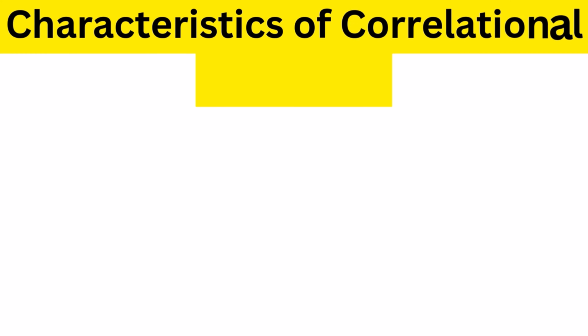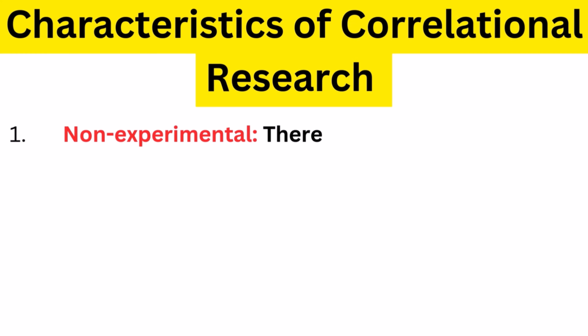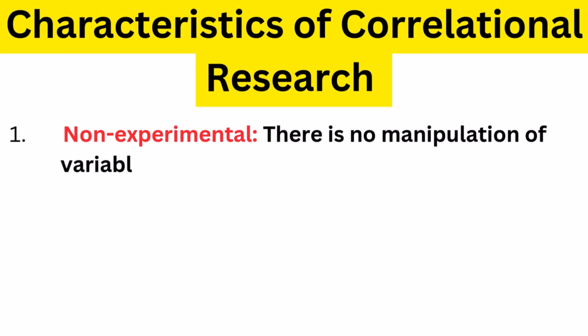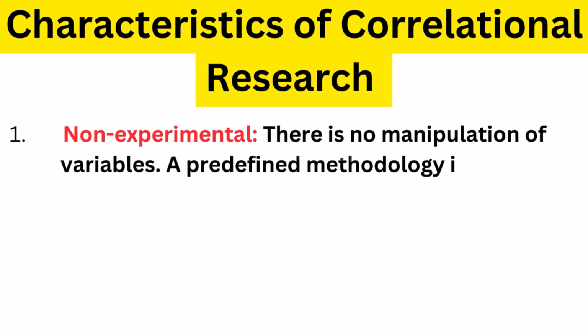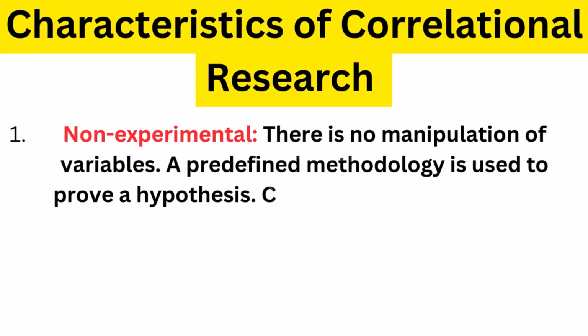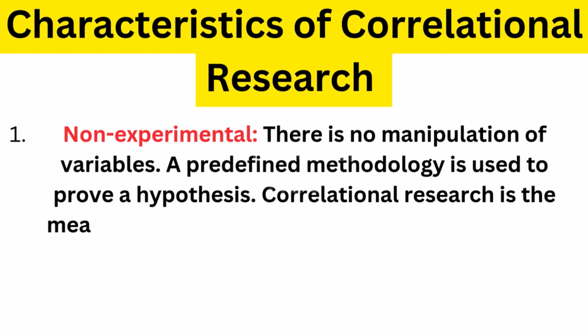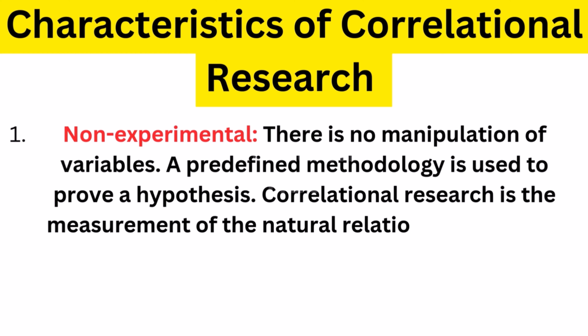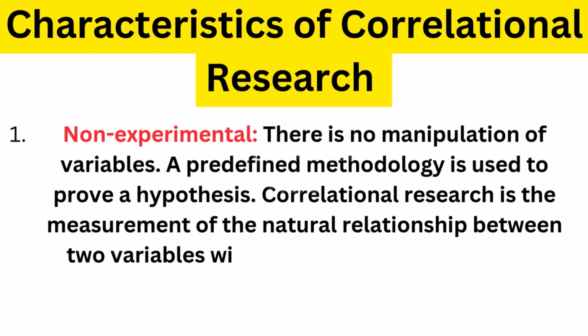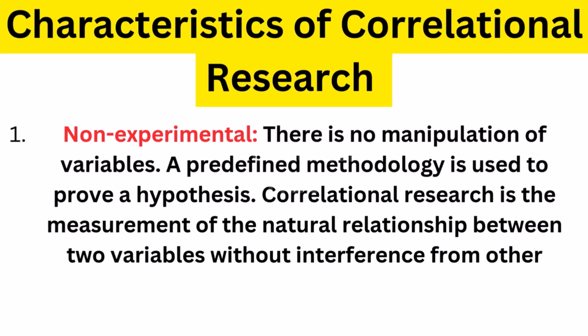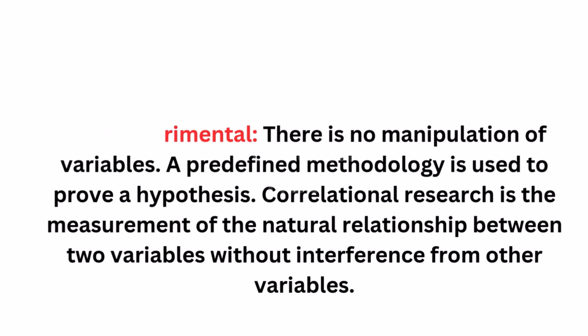Some of the key characteristics of correlational research. 1. Non-experimental. There is no manipulation of variables. A predefined methodology is used to prove a hypothesis. Correlational research is the measurement of the natural relationship between two variables without interference from other variables.